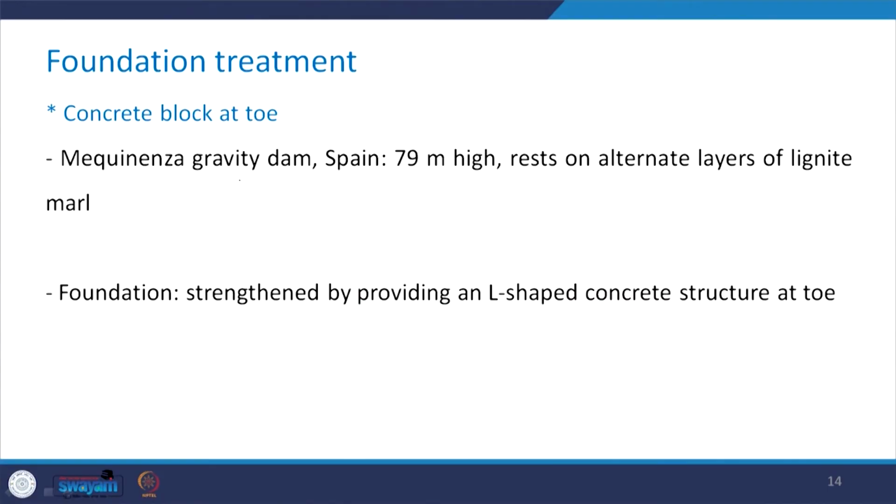The next one is you can provide a concrete block at the toe, and this has been done in this gravity dam which is there in Spain. This is 79 meters high, and it rests on alternate layers of lignite marl. So the foundation in this case was strengthened by providing an L-shaped concrete structure at its toe.